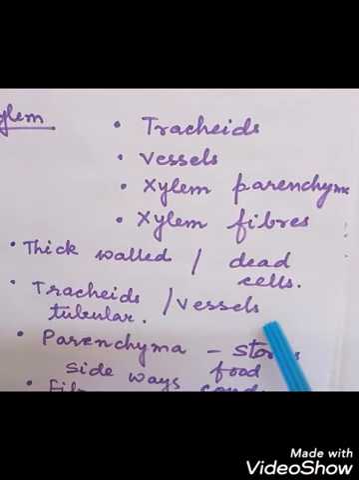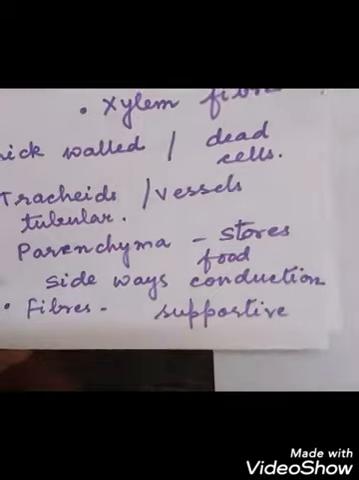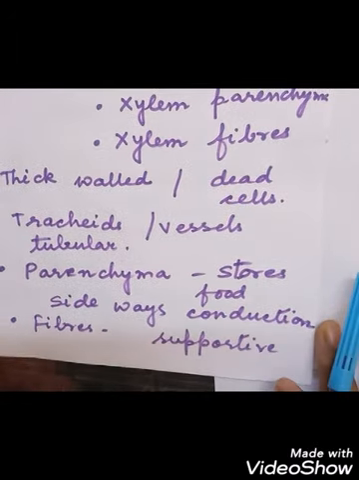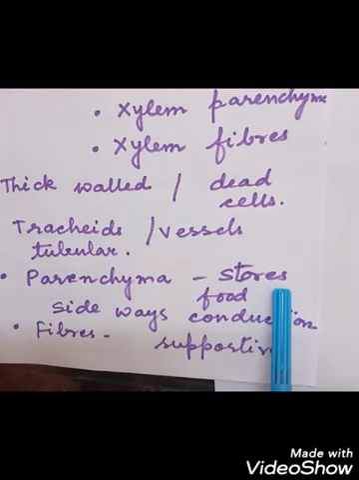The tracheids are tubular structures, the vessels are also tubular structures. So they can easily transport or carry the water and the minerals vertically. Since they are tubular, they will carry the water and the mineral salts vertically upwards. The xylem parenchyma will store the food, and this will help in the sideways conduction of water. So what is the xylem parenchyma? It helps in the sideways conduction of water, and also helps in storing of food.